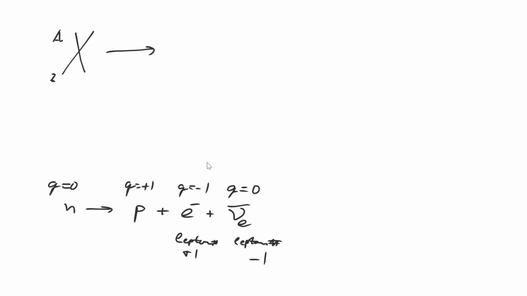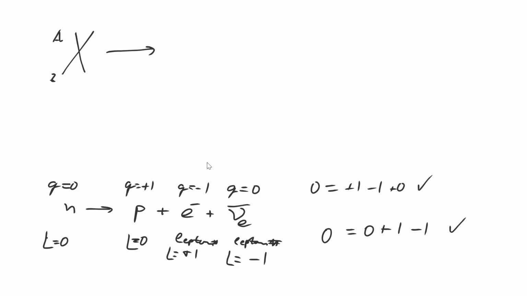For the neutron it's 0, so 0 is +1, -1, +0, check. And neutrons and protons are baryons, so they are not leptons, so they have a lepton number of 0. Lepton number is also written as capital L. And so here again, the balance is 0 is 0, +1, -1, and that also works out, right? So we need to conserve all these discrete quantum numbers.